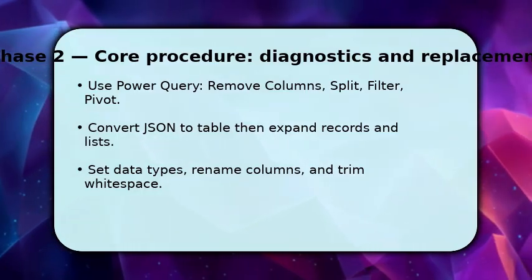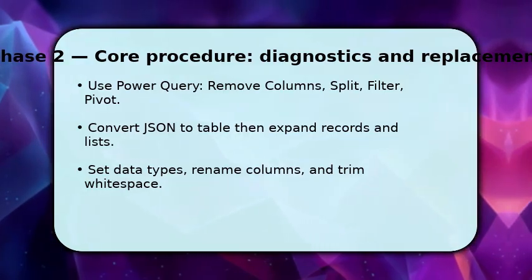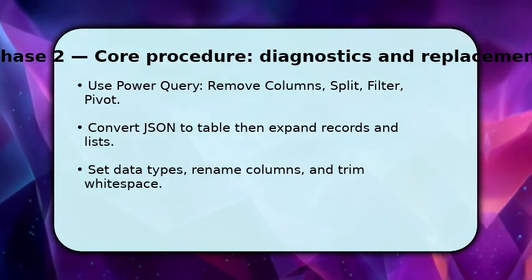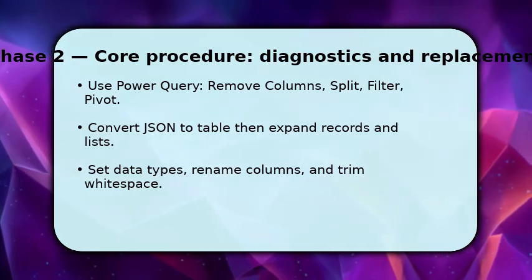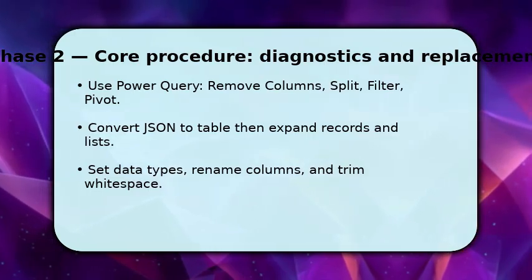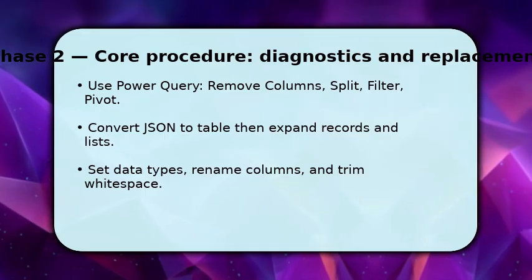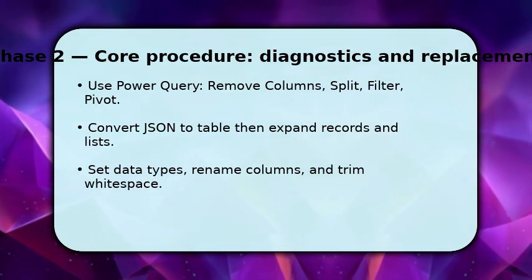Power Query is where most work happens. Expand JSON records into columns, split combined fields, and apply filters so you only load relevant rows. Use conditional columns or custom M formula for calculated values, and change data types to date, number, or text to avoid downstream errors. Once your table matches the shape you need, load it to a sheet or the data model.